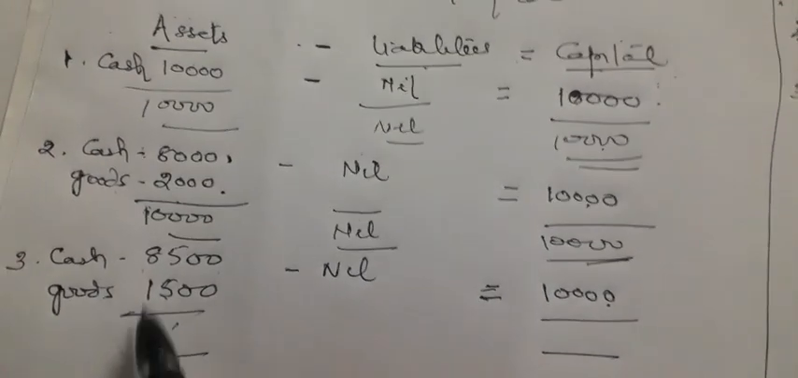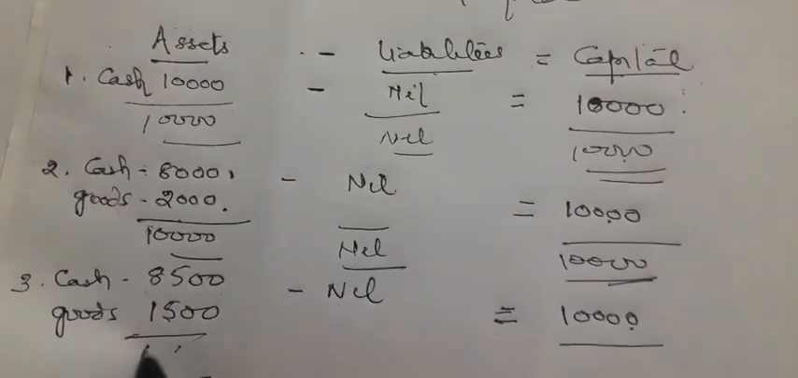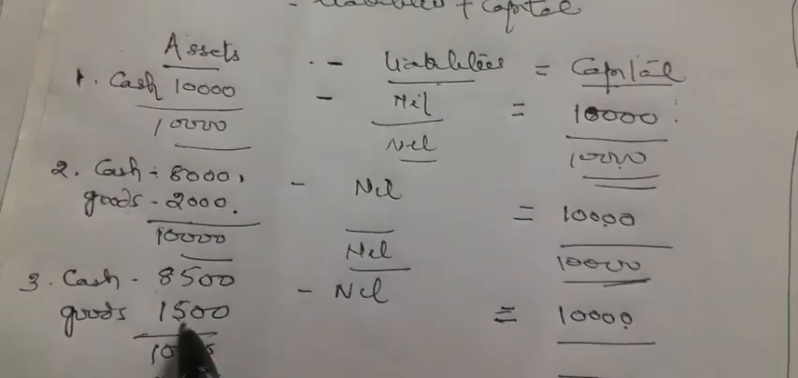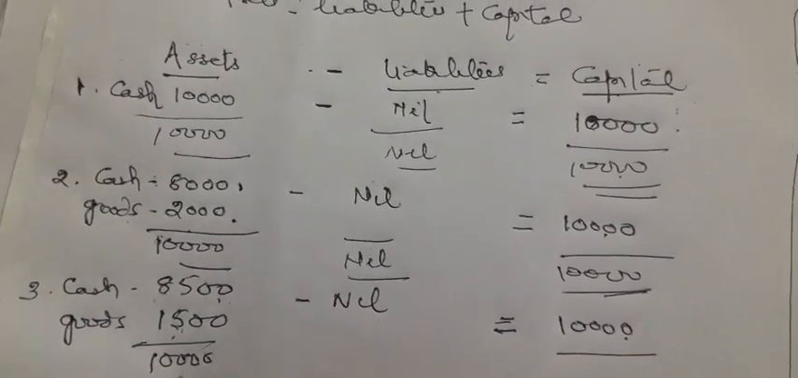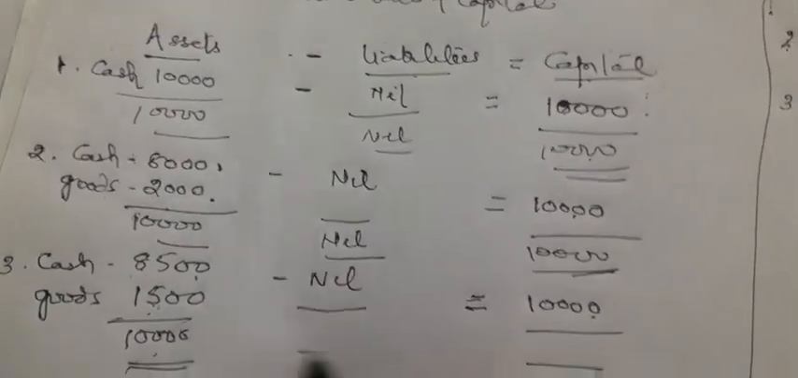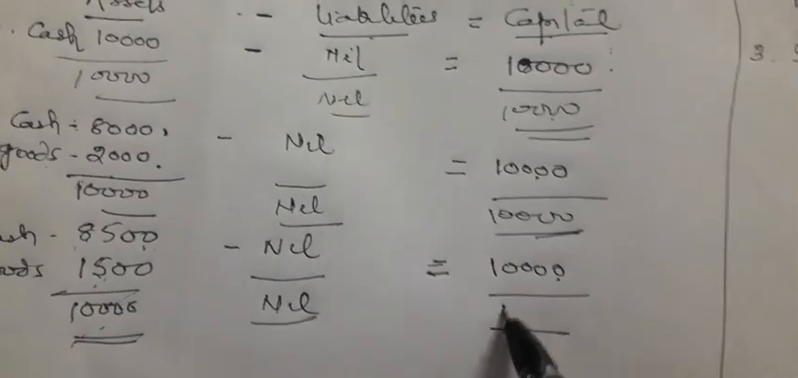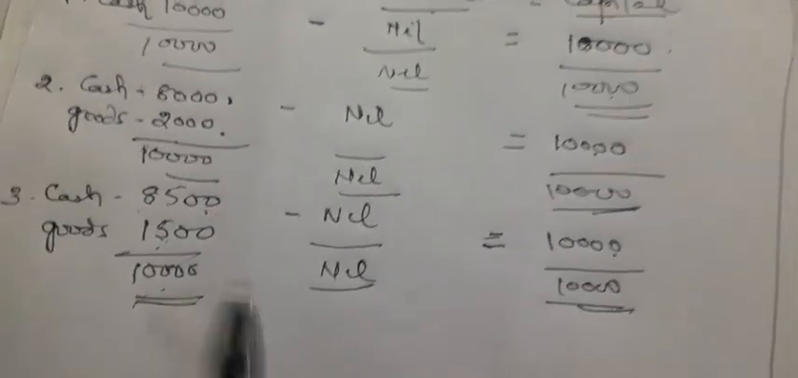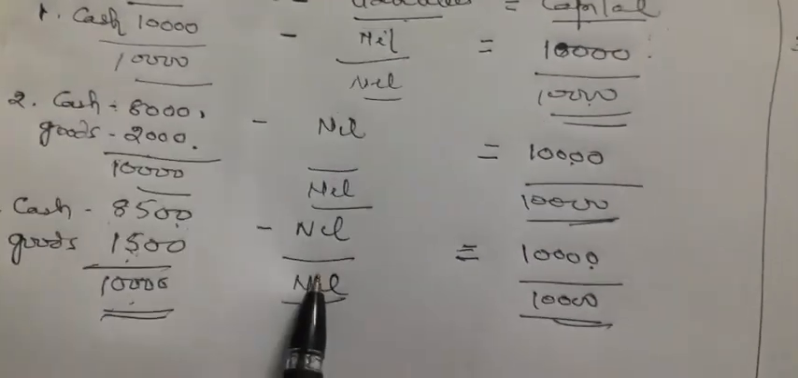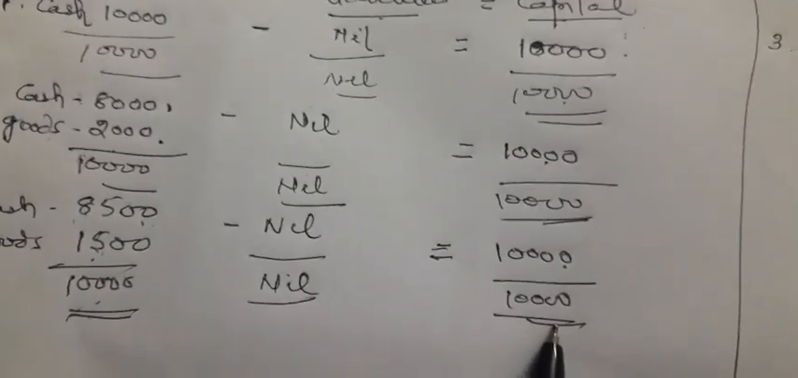So you can total it and check it. Total assets are 8,500 plus 1,500, 10,000. There is no change in the liability and no change in the capital. So 10,000 minus nil is equal to 10,000.